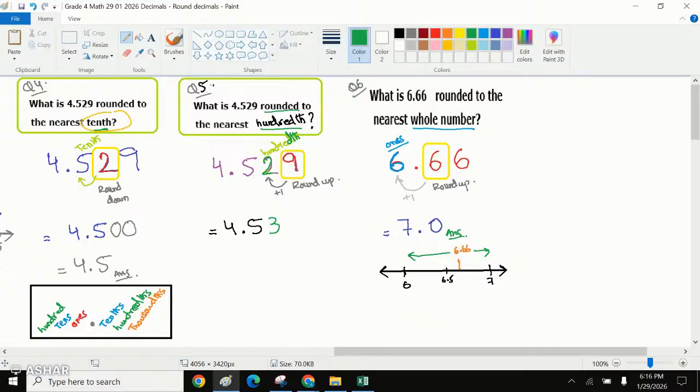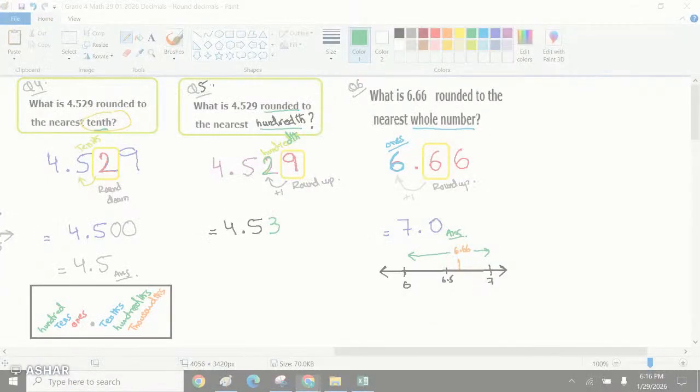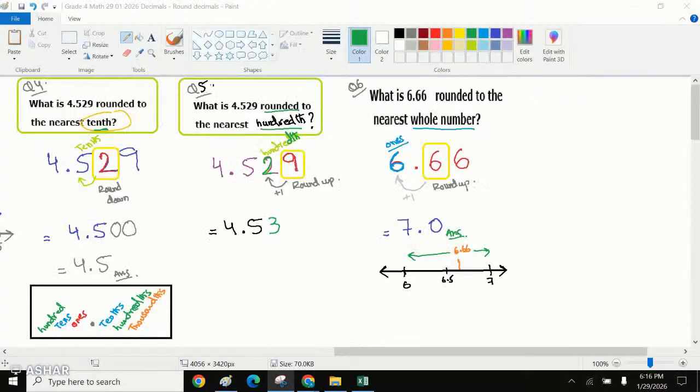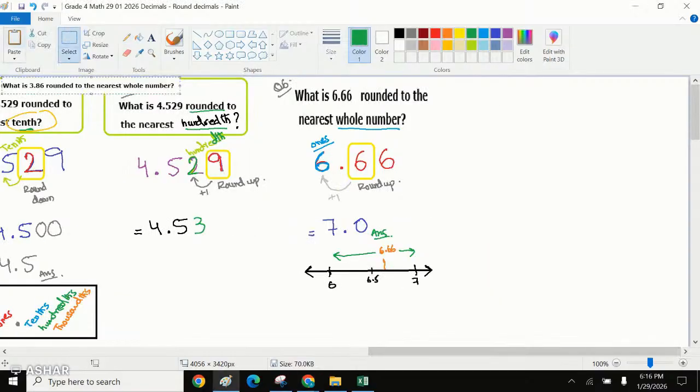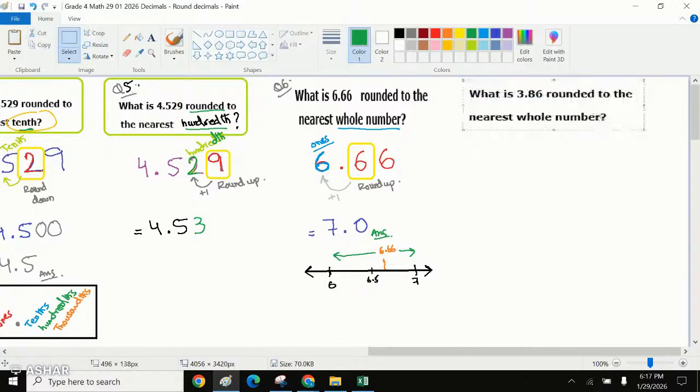Okay, thank you, Sami. For the next question we have, so the next question says, what is 3.86, rounded off to the nearest whole number? For the next question, this is the given information. Let me just paste it. What is 3.86 rounded off to the nearest whole number?